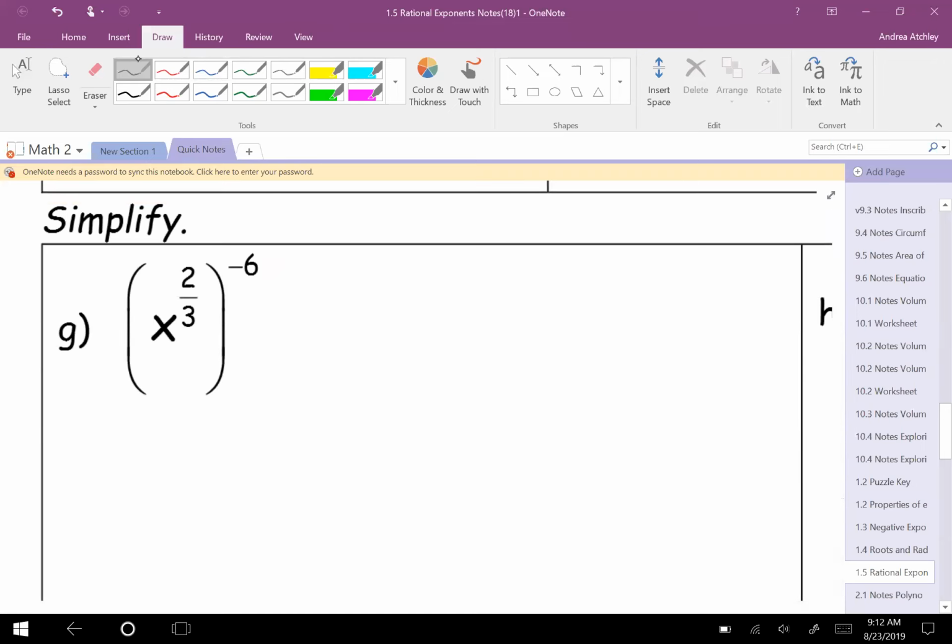I'm going to get x to 2 over 3 times -6. I'm going to put it over 1. When we're multiplying fractions, you just multiply straight across. So 2 times -6 is -12, and then 3 times 1 is 3. What's -12 divided by 3? -4. So we have x to the -4.